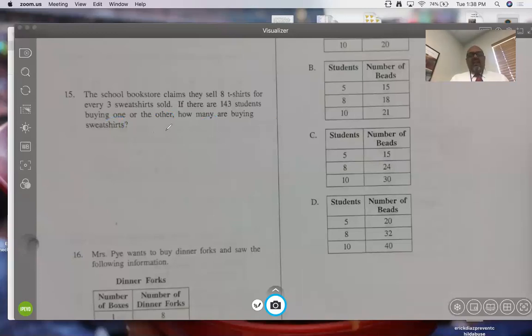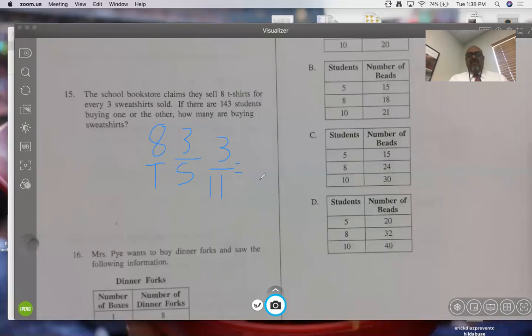So they sell 8 shirts. We'll call them T's for every 3 sweaters. Okay, there's 143 students buying one or the other. Once again, part to whole. Let's go ahead and add up how many, or we're trying to find out sweatshirts in this one, it looks like, right? So add these up, 8, 9, 10, 11. So we have 3 to 11. And do basically the same thing.